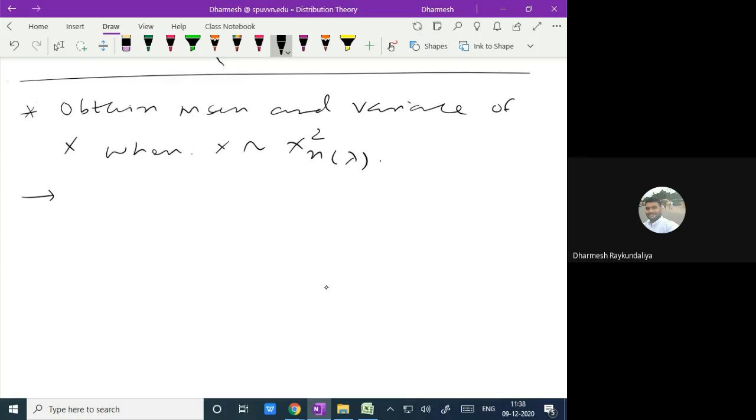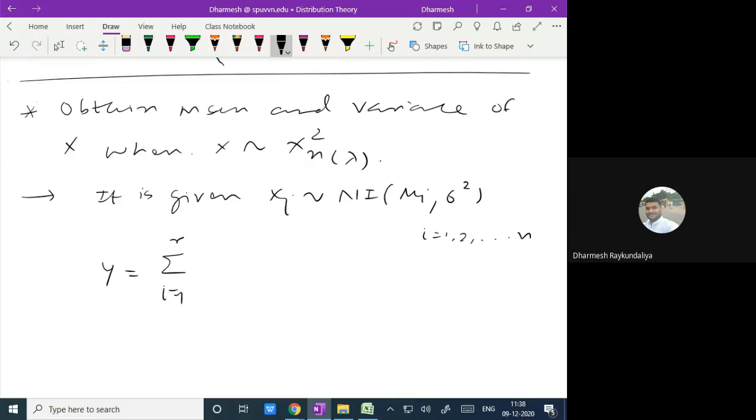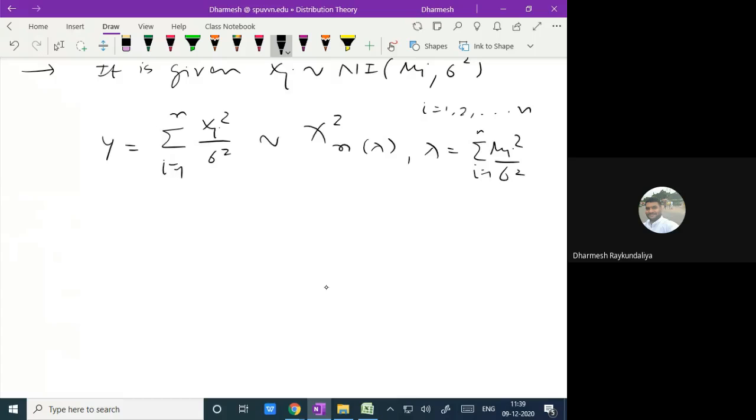So we know that it is given xi are independent normal with mean mu i and variance sigma square, i running from 1 to n. So we have already obtained the distribution of y equal to summation i running from 1 to n of xi square upon sigma square. It is a non-central chi-square with n degrees of freedom and non-centrality parameter lambda, where lambda is equal to summation mu i square upon sigma square. So I wish to find out the mean of y.